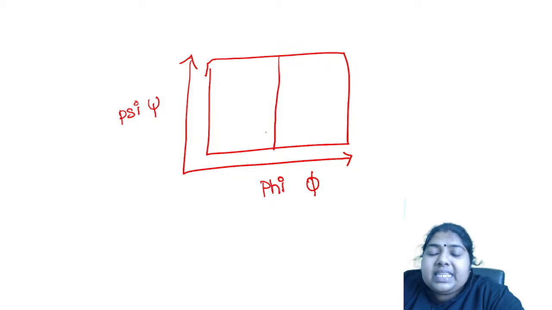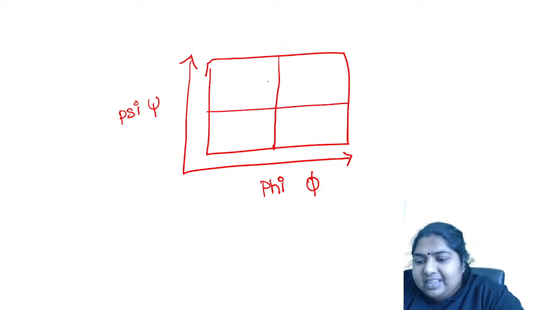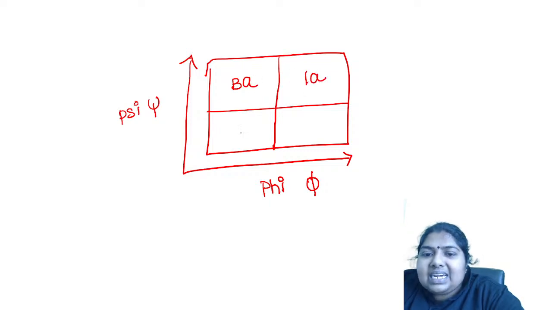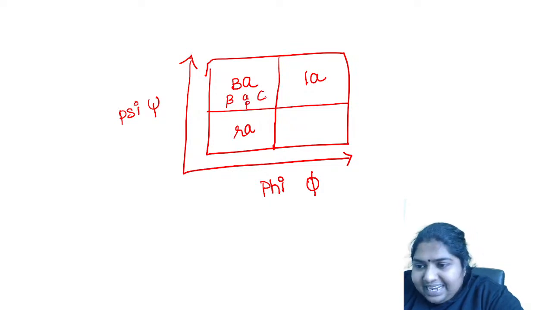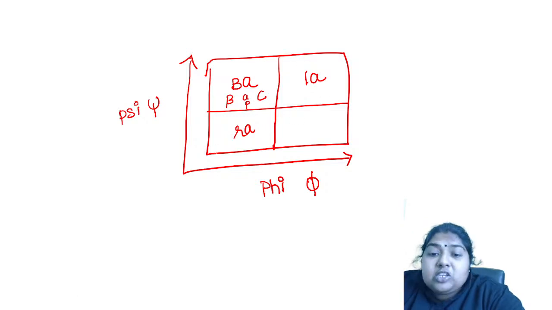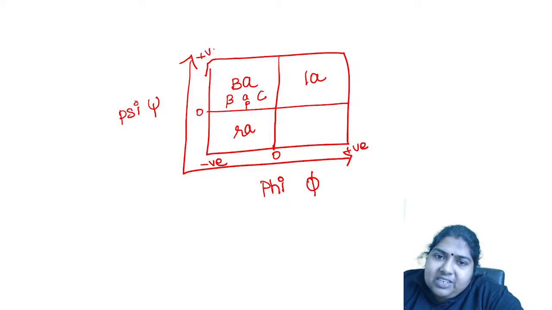So now you split them into 4. What is the clue? It is going to be the ba, la, ra. Ba means it is going to be beta sheet, anti-parallel as well as parallel, and collagen triple helix. This is going to be left-handed alpha helix. This is right-handed alpha helix. So phi is going to be negative, 0, positive. This psi is going to be negative, 0 and positive.